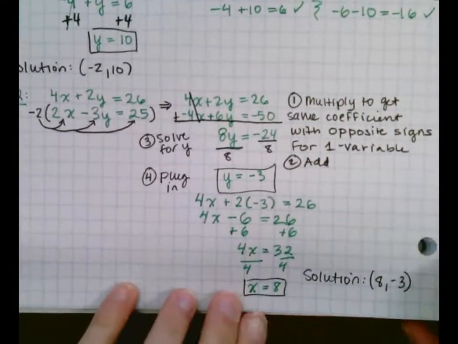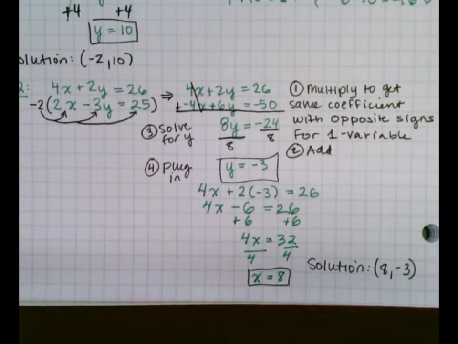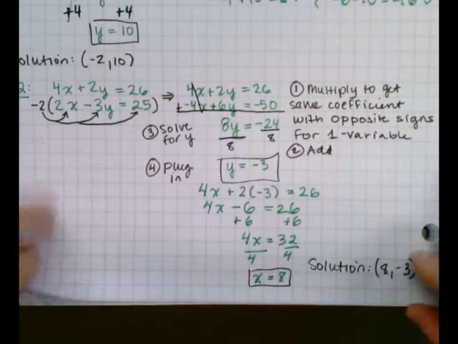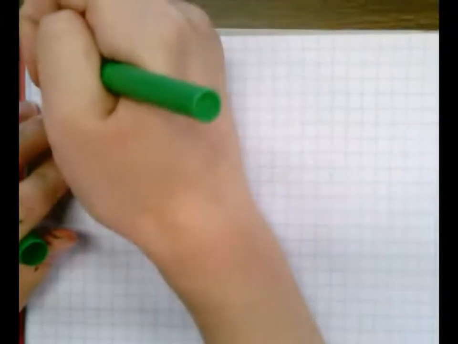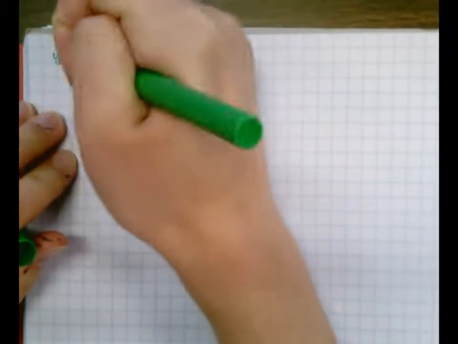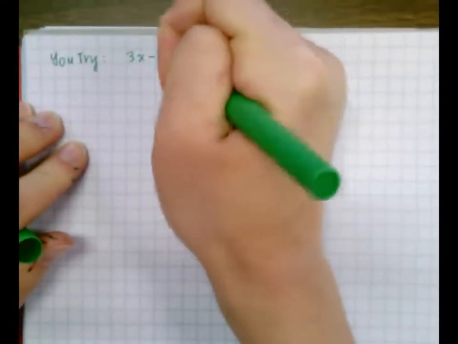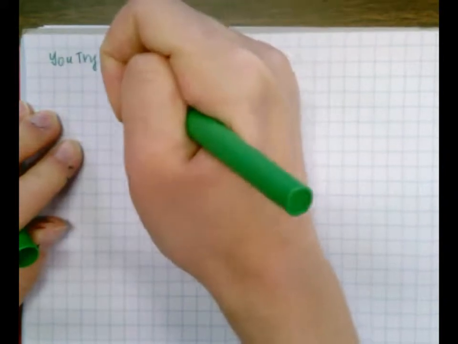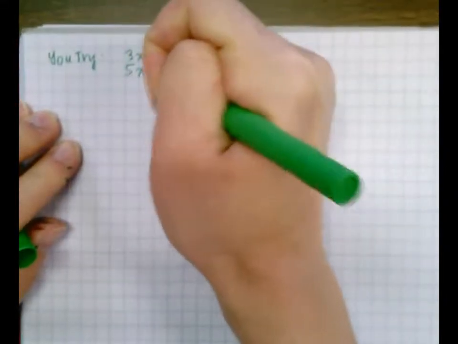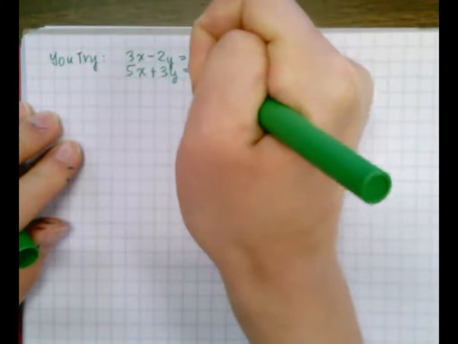So the last problem we're going to look at is a you-try problem, but I'm going to get you started on it. So I'm just going to flip to the next page here. And the you-try problem is 3x minus 2y is equal to 2, and 5x plus 3y is equal to 35.